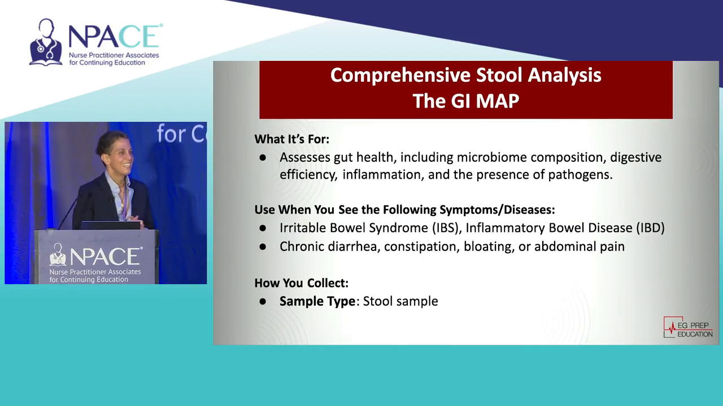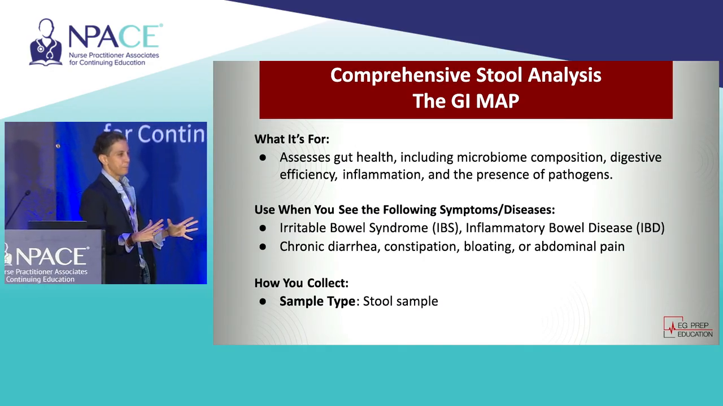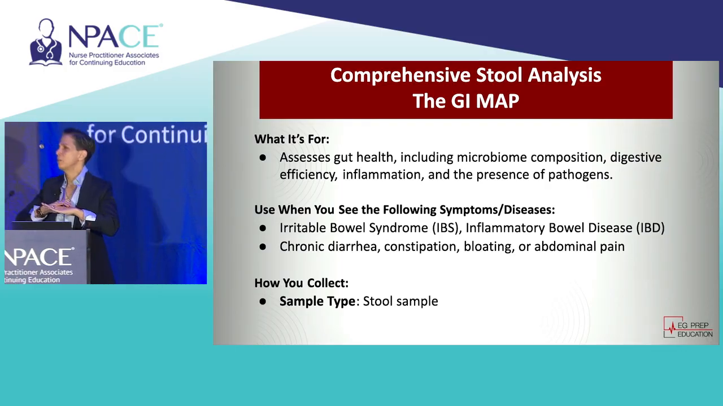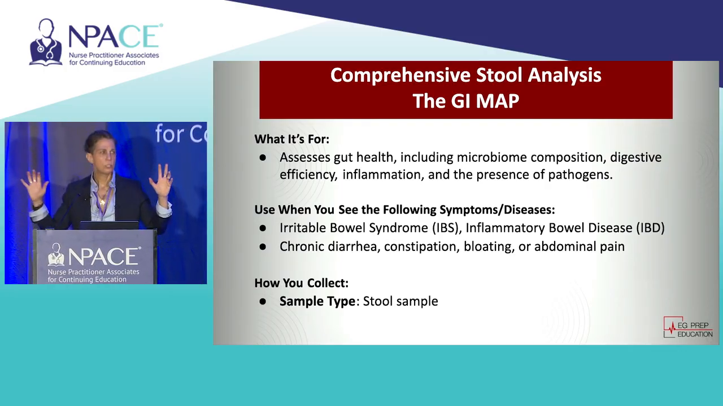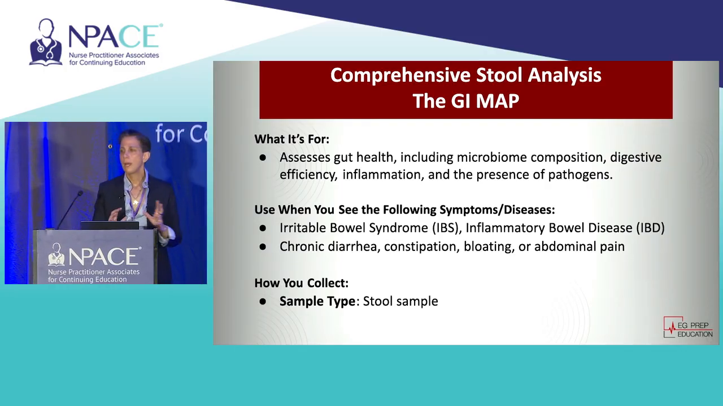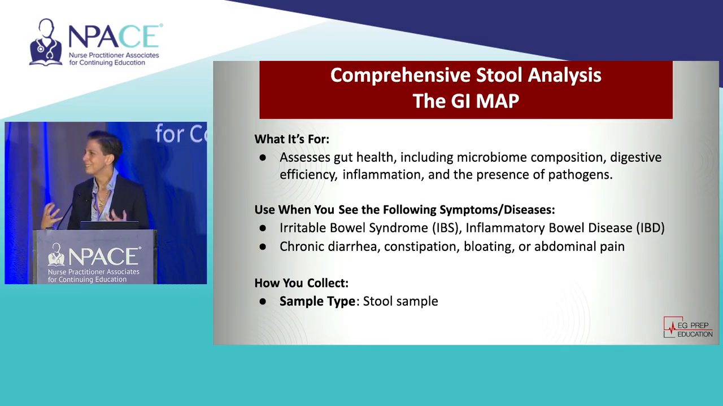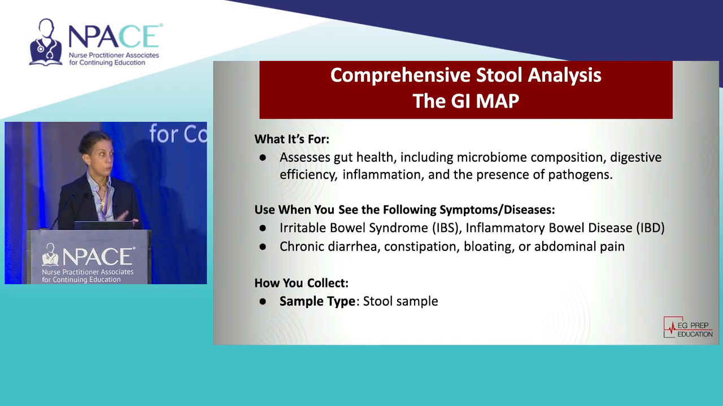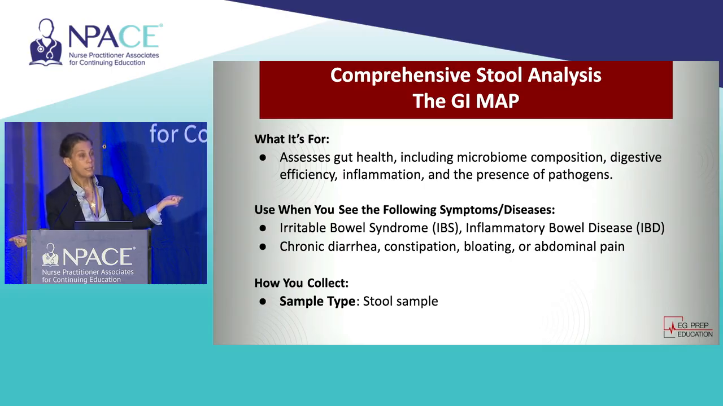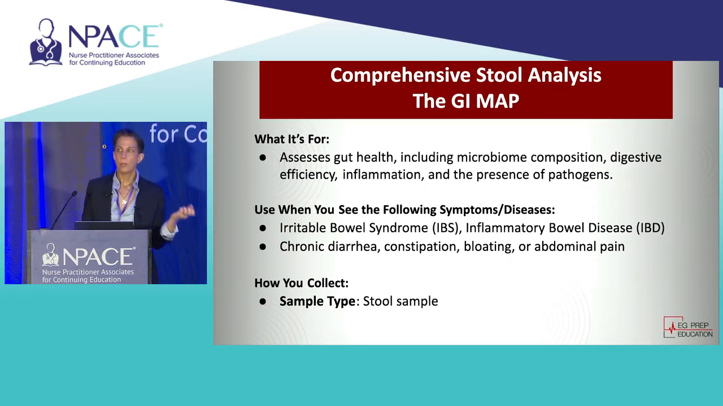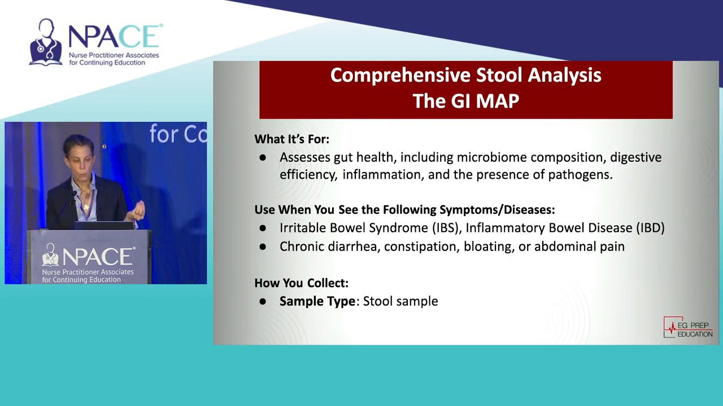Okay. So let's start with the GI map. GI map, I am not affiliated with any of these companies. These are just companies that I use over time. And I just want to introduce you to them so you can understand what's out there. Okay. So the GI map, it's a stool test, and it lets you know what's happening in the microbiome. We don't have a test like this in conventional medicine. We could do like ova and parasites, C. diff, but like what is actually in your microbiome?